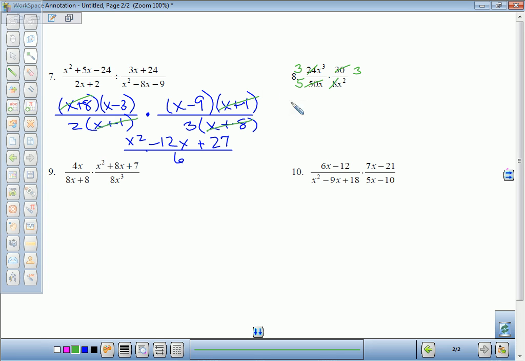There is nothing else I can do with my numbers, so now I can attack the variables. 2 of these cancel with 2 of those and leave 1, and then this one cancels with that one and leaves nothing. So all I'm left with is 3 times 3, which is 9 over 5, 9/5.